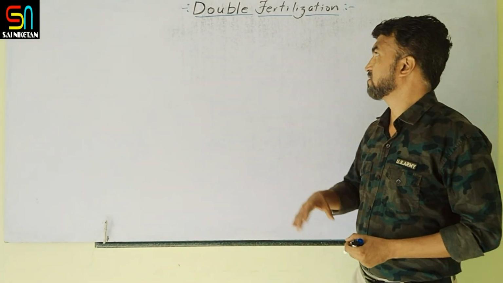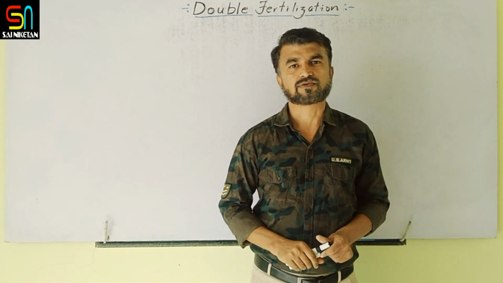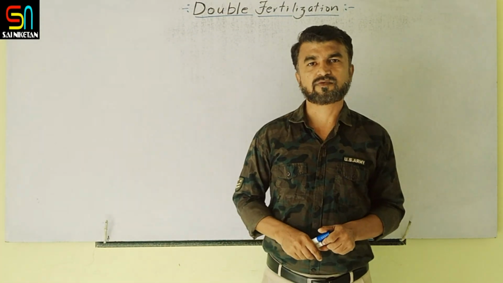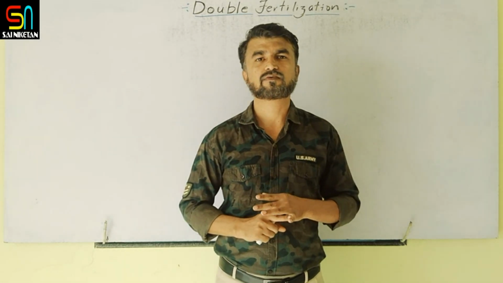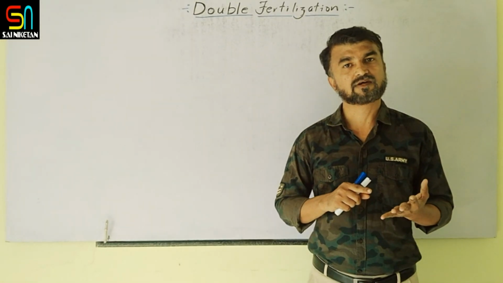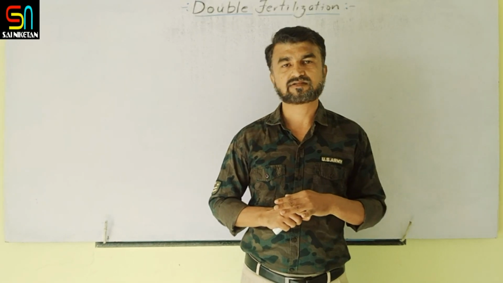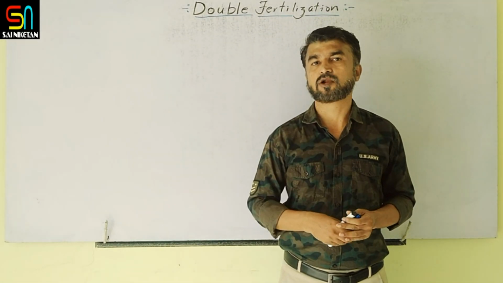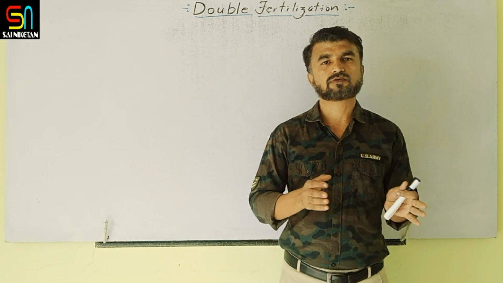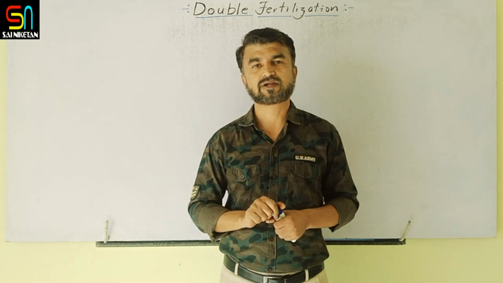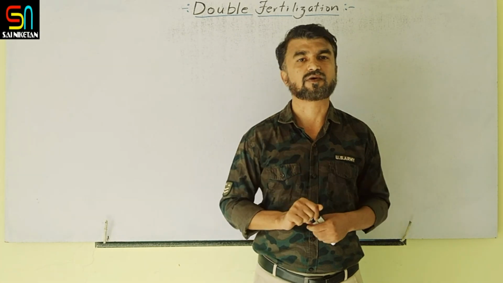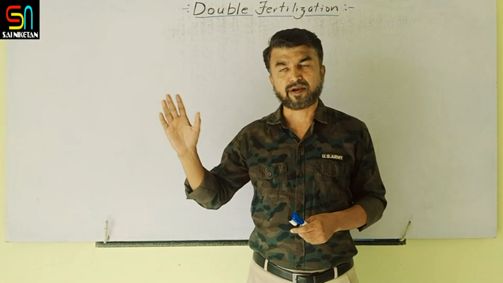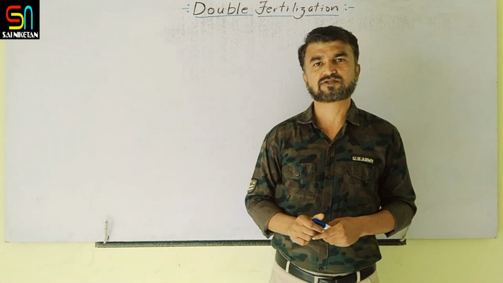So today's topic is double fertilization. Before this, whatever topics we covered, let me recap. We covered the outbreeding devices, that is the contrivances of cross pollination. After that, pollen pistil interaction we covered. The small topic linked to pollen pistil interaction, artificial hybridization, we also covered. So now double fertilization is the topic.